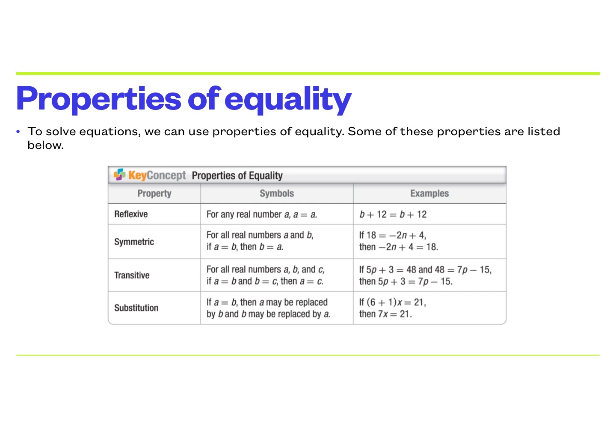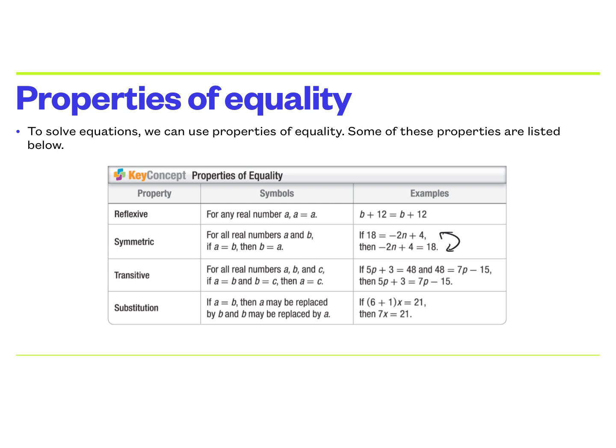Then we have the symmetric property, which states for all real numbers A and B, if A equals B, then B equals A. What does this mean? If you have the expression 18 equals negative 2n plus 4, you can write it as negative 2n plus 4 equals 18, and it's the same. It just means that we flip the order of the equation, but at the end of the day, it's going to equal the same because they are the same numbers.